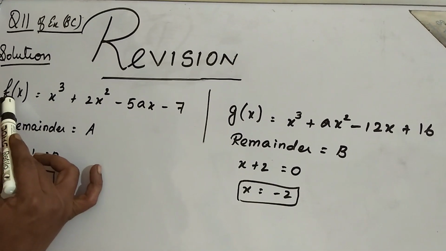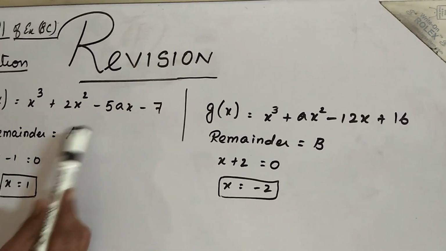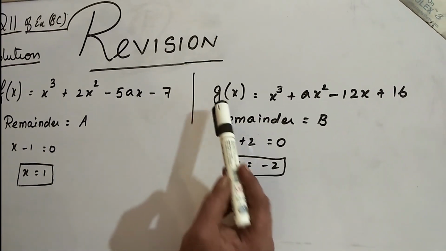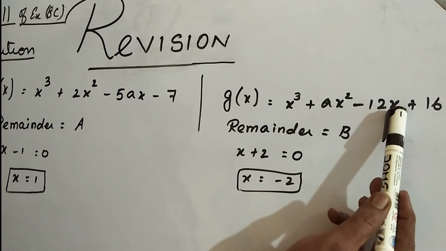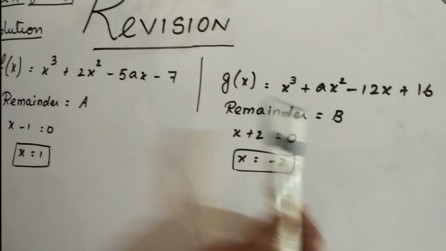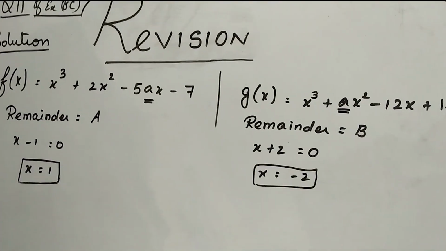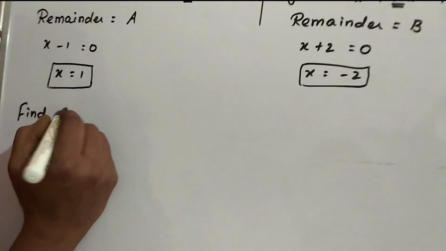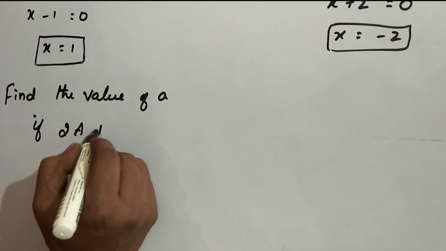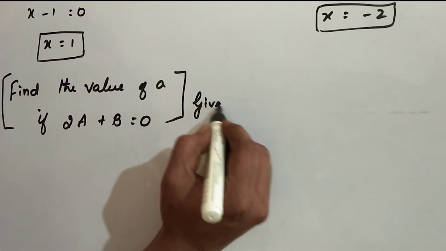Given f of x is equal to x cube plus 2x squared minus 5ax minus 7, divided by x minus 1, leaves the remainder a, and g of x is equal to x cube plus ax squared minus 12x plus 16, divided by x plus 2, leaves the remainder b, and you are asked to find the value of a if 2a plus b is equal to 0. This is given in the question.